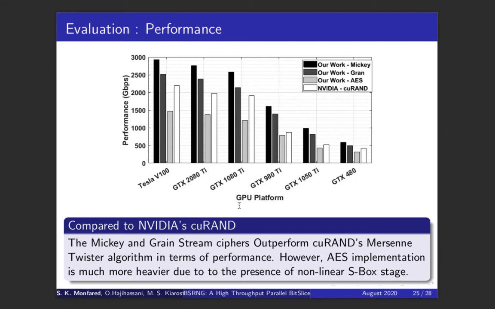As the evaluation of our algorithm, we have compared the work to NVIDIA's current algorithm, which is NVIDIA's library for generating random numbers. As could be seen in the figure, the Mickey and the Grain algorithms outperform the current high-throughput random number generator algorithm. But AES is a challenging algorithm, due to its complex building blocks compared to the stream ciphers.